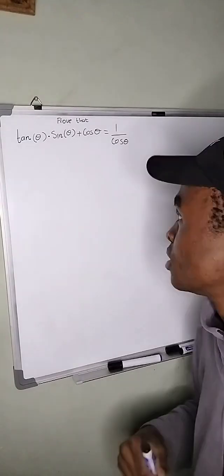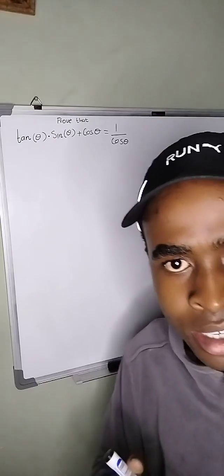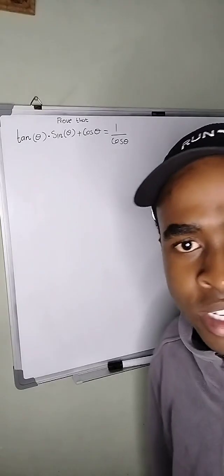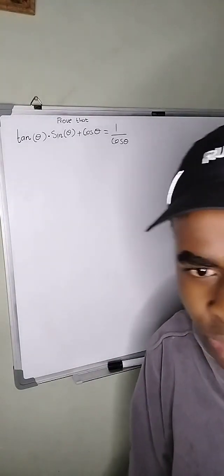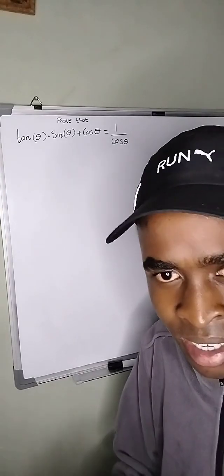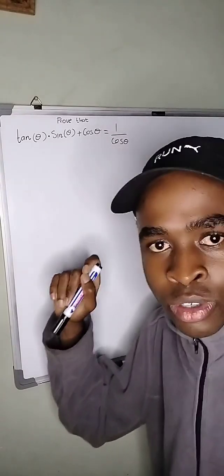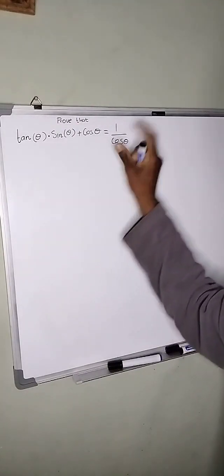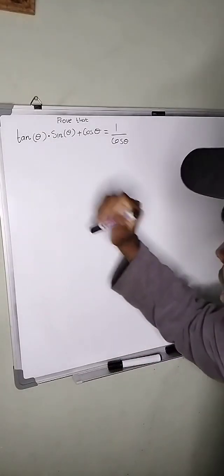So, we are having this question: prove that the left hand side is equal to the right hand side, right? Whenever you see this question, you have to deal with the most complicated side, the side that you feel is going to be complicated. Here I'm going to choose my left hand side, because I feel it is more complicated than the right hand side.